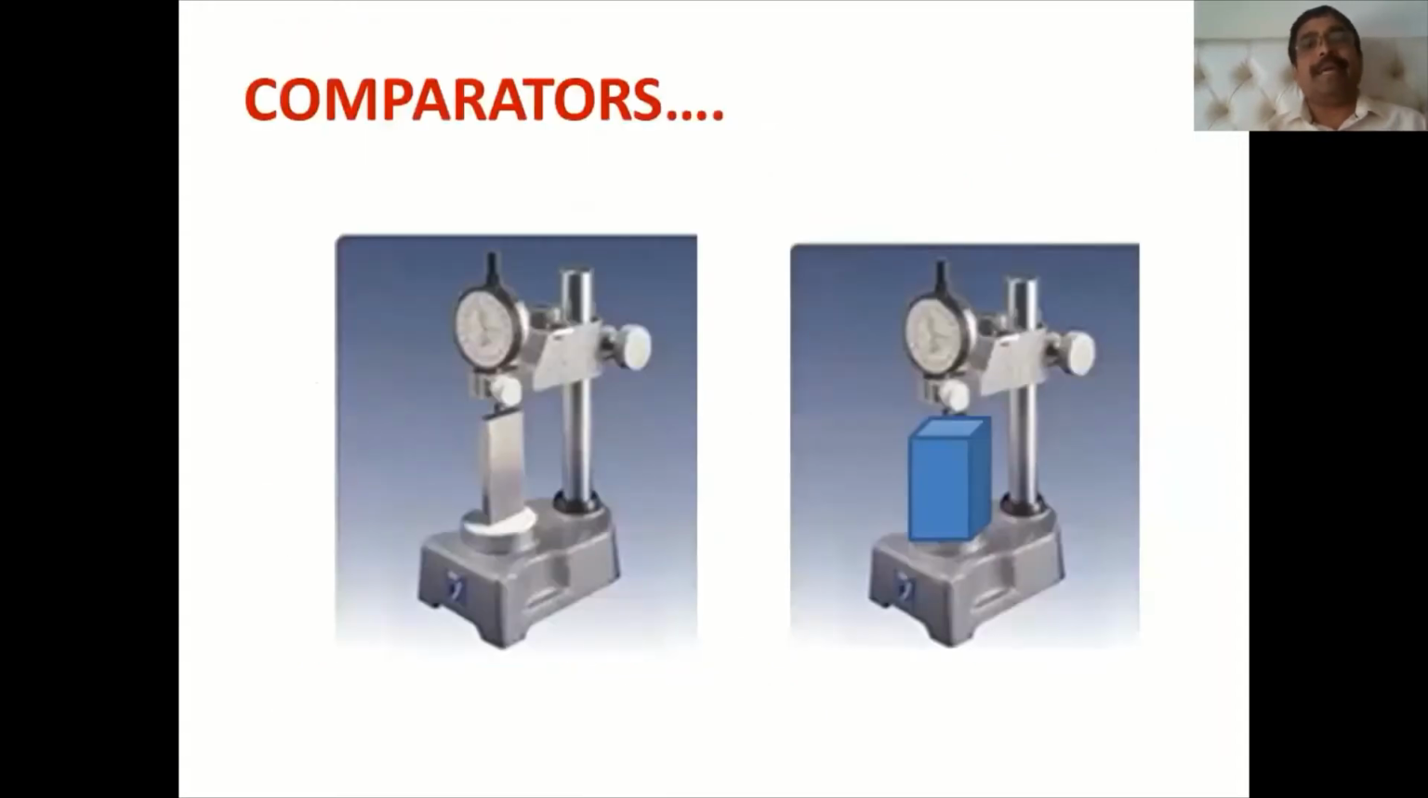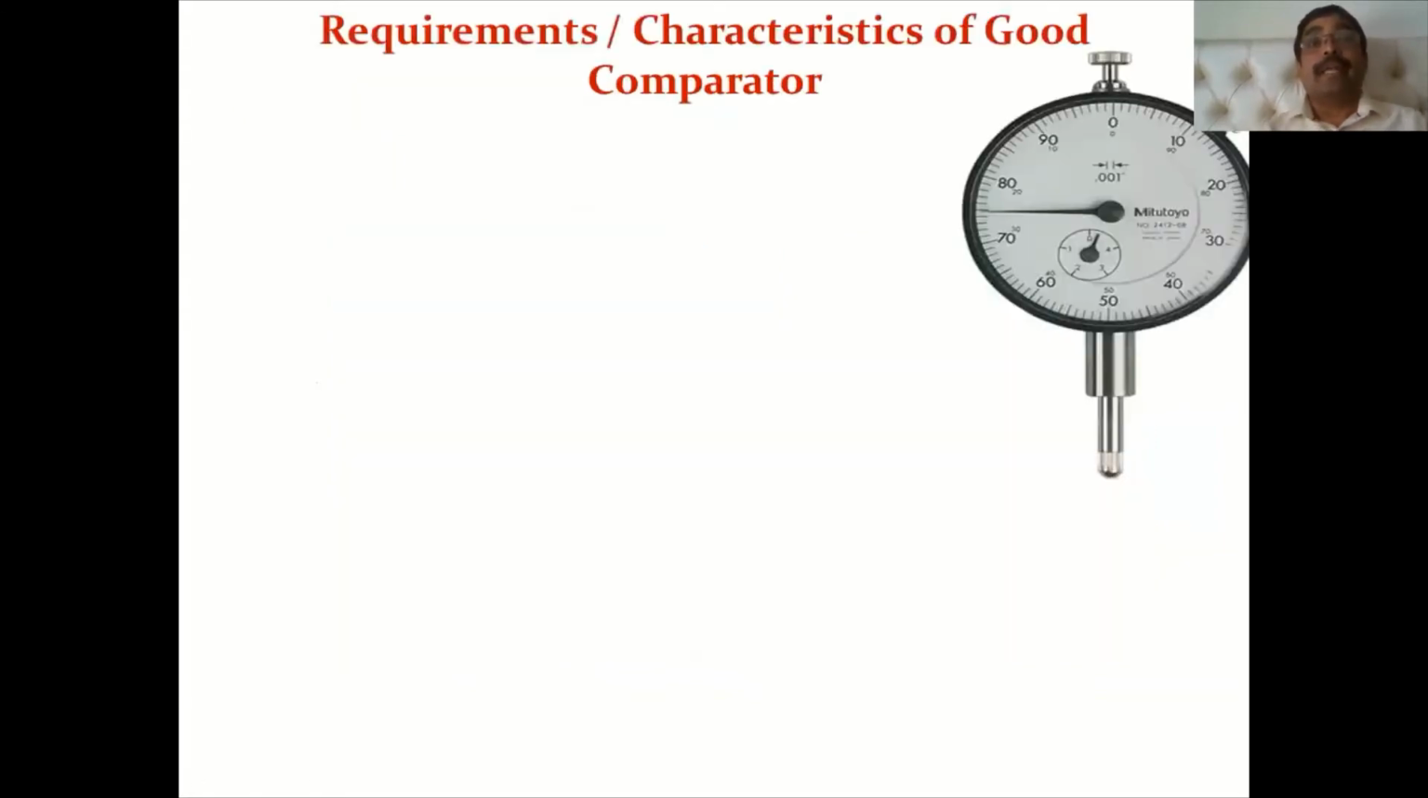Next, same thing I have shown here. This is a slip gauge I have set, okay, and then I am checking the component here. This is practically what I have shown in these diagrams. Yes. Then characteristics of the good comparator.